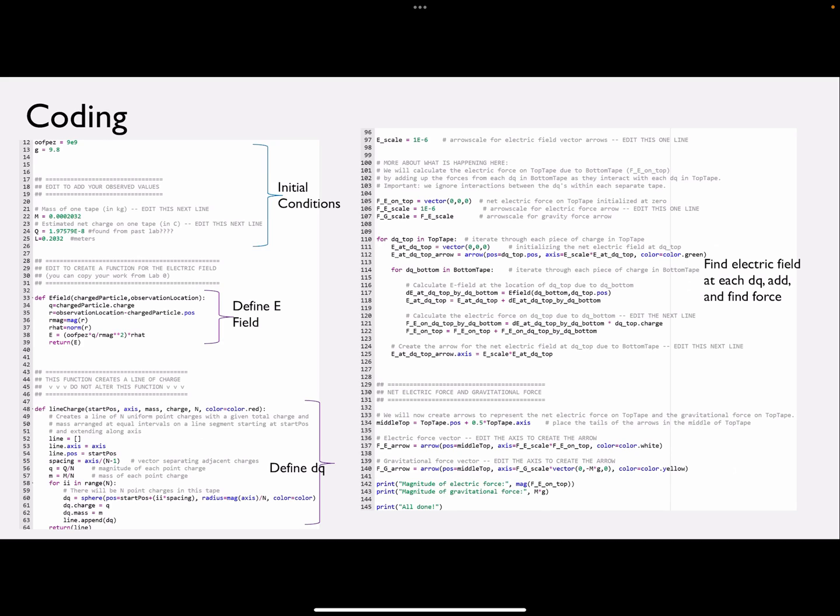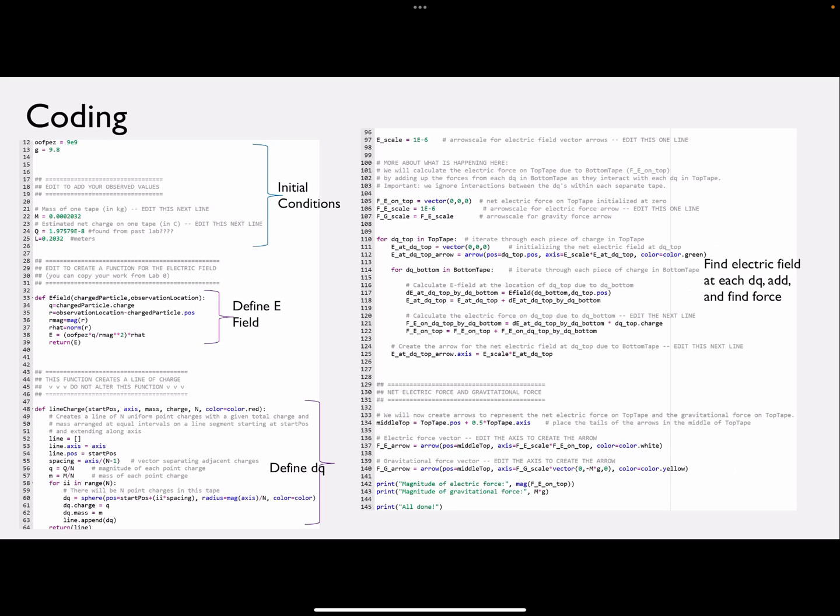We defined dq, which is just separating the tape into even sections. So that way, on the right, we could find the electrical field at each of the dq's, and we could add it to find the total force. And just like, in a sense, doing the integral of that as well. And that allowed us to find the total electric field and electric force and gravitational force as well. And the bottom of the right image is just showing how we demonstrate that.